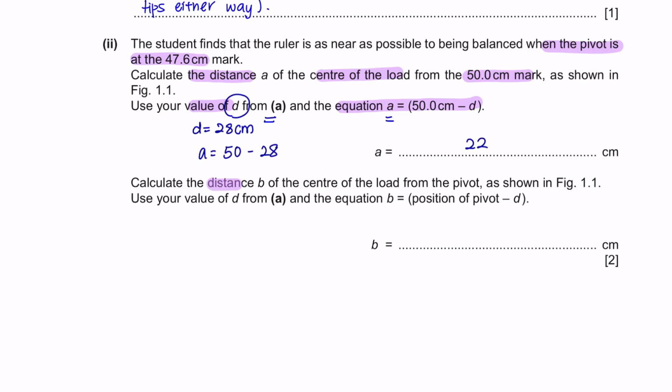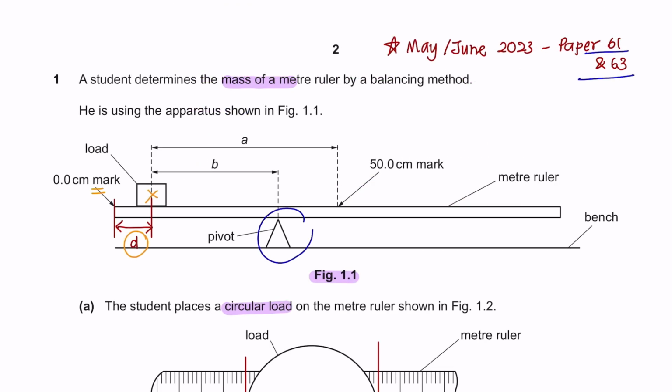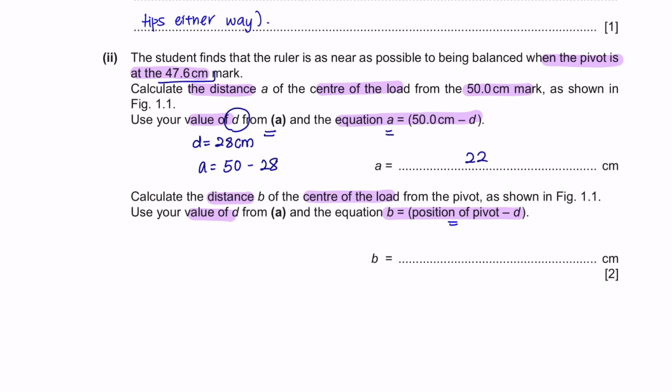Next, calculate the distance of the center of the load from the pivot, as shown in figure 1.1. Use your value of d from part A and the equation B equals position of pivot take away d. So the position of the pivot is over here, and it's mentioned that it's at the 47.6 centimeter mark. So to find B, it will be 19.6 centimeters.